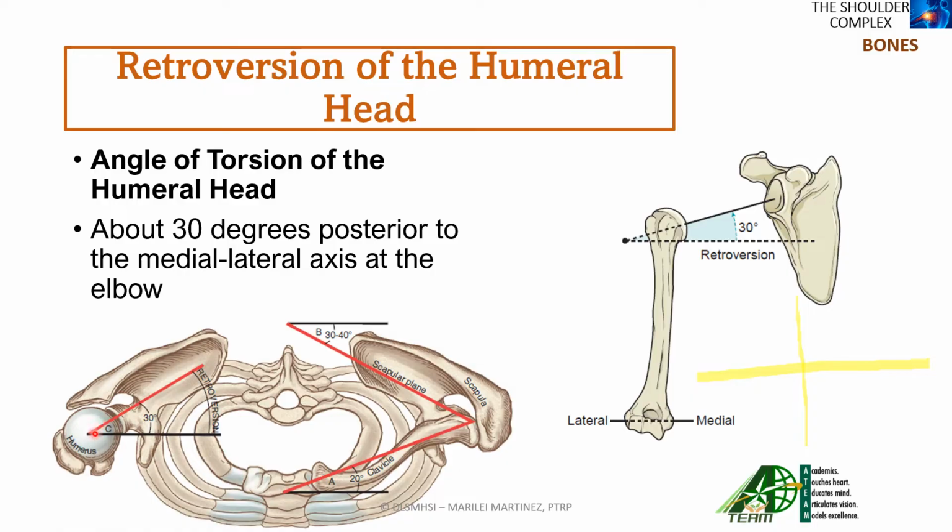Again, the humeral head is deviated or it faces 30 degrees posterior to the medial lateral axis at the level of the elbow, or the medial lateral axis that passes through the elbow. Since it is deviated posteriorly, that's why it is also called retroversion of the humeral head. So, this retroversion of the humeral head allows the humeral head to align with the glenoid fossa while still maintaining the elbow and hand in the functional position.